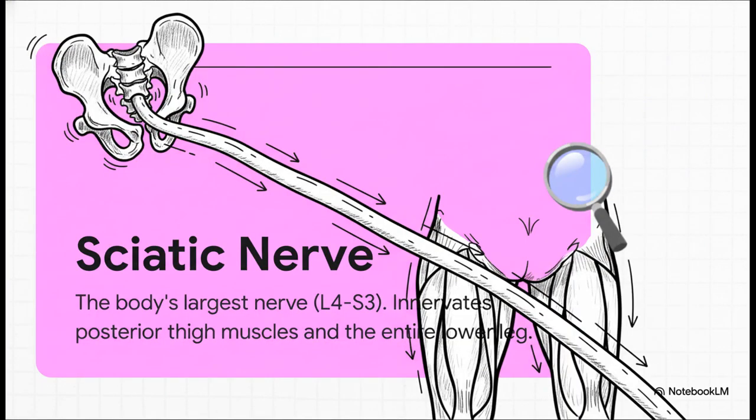But the undisputed superstar that comes from the sacral plexus has got to be the sciatic nerve. This thing is a beast. It's the longest and widest single nerve in your entire body. It runs all the way from your lower back, down your leg, to your foot, and it's responsible for a huge amount of muscle control.